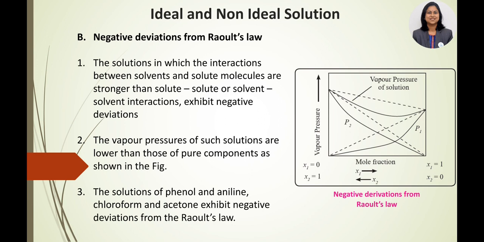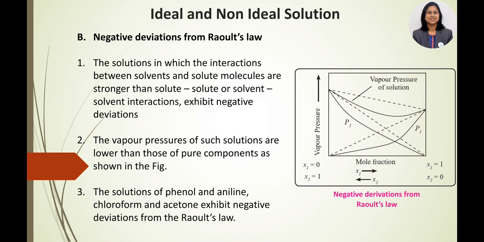Second, B. Negative deviations from Raoult's law. The solutions in which the interactions between solvent and solute molecules are stronger than solute-solute or solvent-solvent interactions exhibit negative deviation. The vapor pressures of such solutions are lower than those of pure components as shown in the figure. Now you can see, students, the dotted line, and the negative deviation from Raoult's law is in the downward direction. There is a negative deviation.